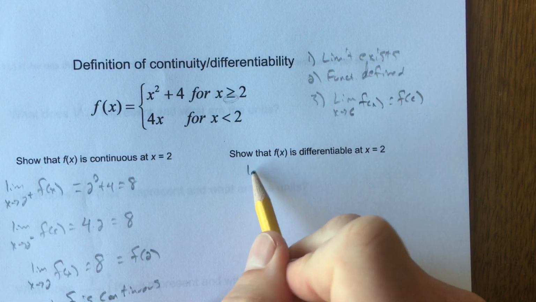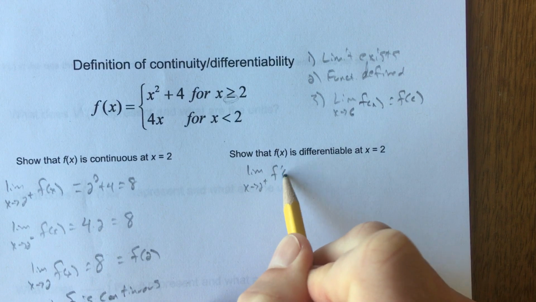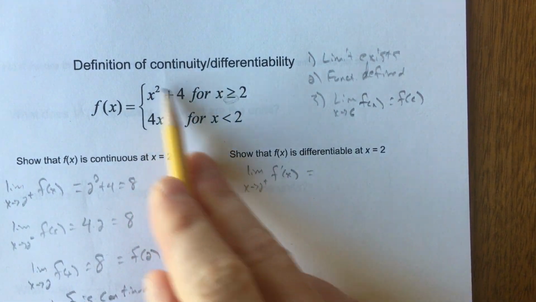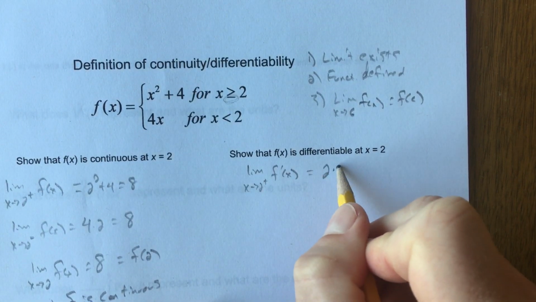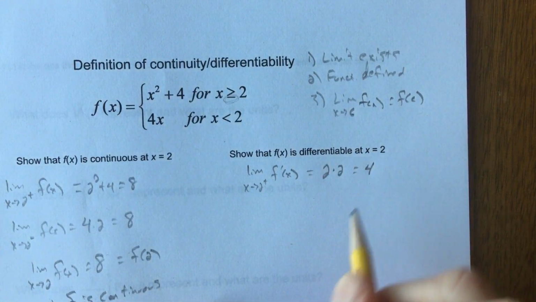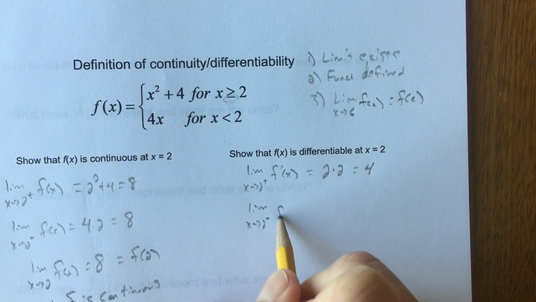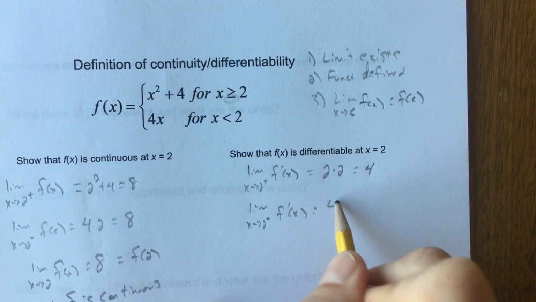So now we want to show the limit as x approaches 2 from the right of the derivative of f. That's going to be the derivative of the top part, which is 2x, so 2 times 2, which will give us 4. And then the limit as x approaches 2 from the left side of our derivative would be the derivative of the bottom part, which is just 4.